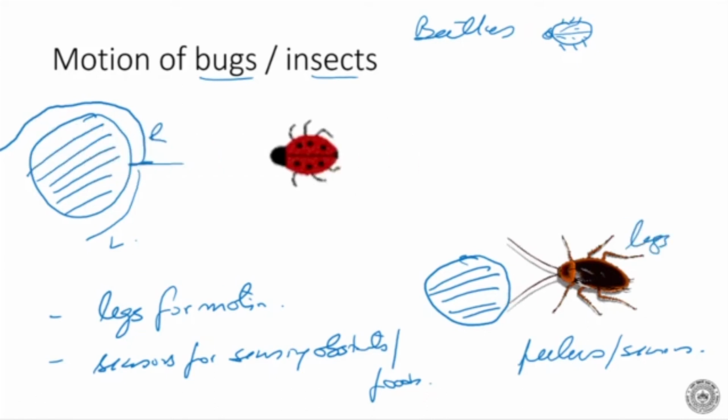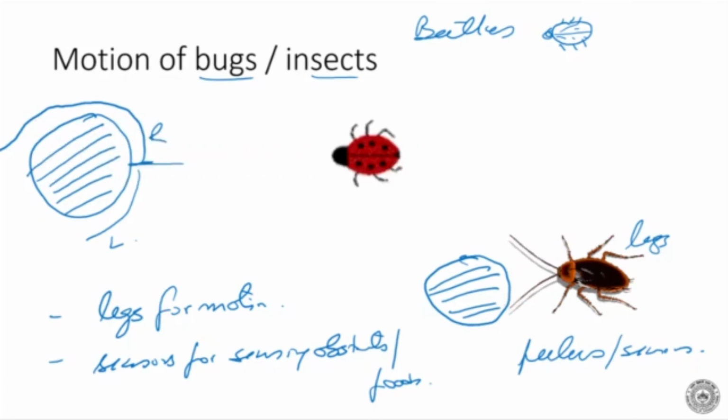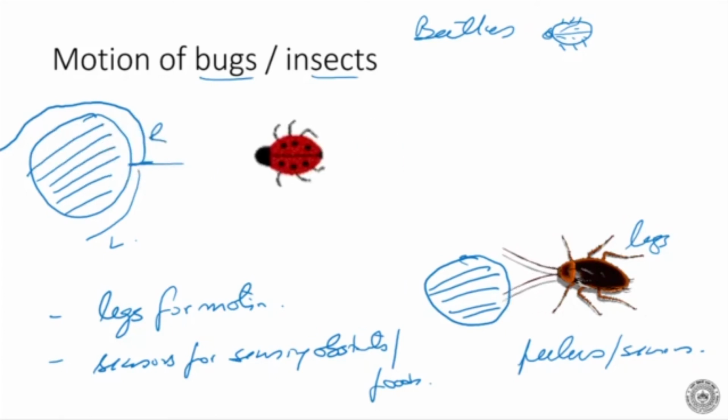So what we are seeing is that if you are going to design a mobile robot which can actually move around like an insect, it must have some kind of motion capability. So either it has legs or it has wheels. Insects don't have wheels, they all have legs, but mobile robots have wheels. And there must be some kind of sensor for sensing the environment.